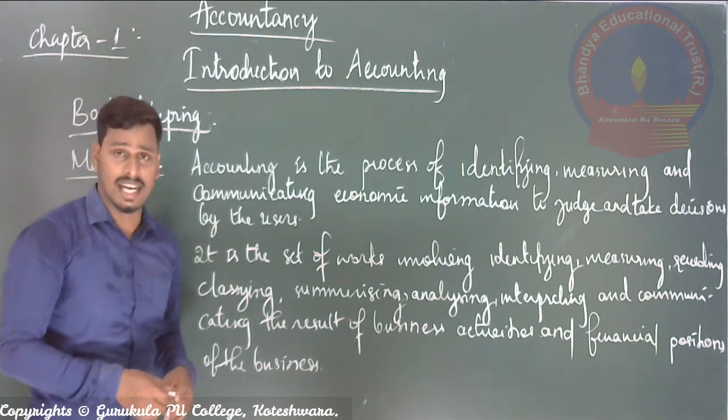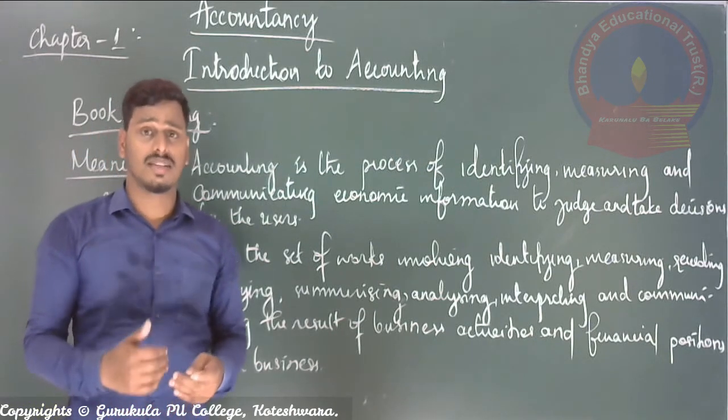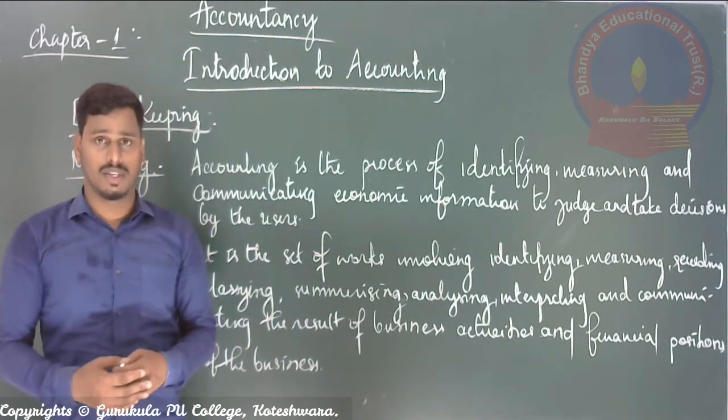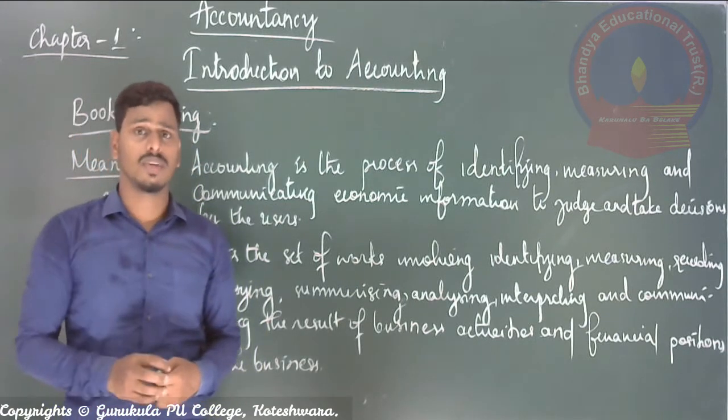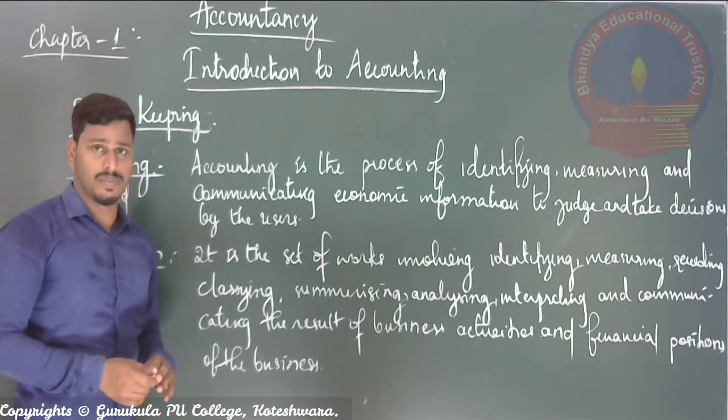So there are 13 lessons in accountancy, in 2 parts. The first part contains 8 lessons and the second part consists of 5 chapters. In the first part, the first chapter is called Introduction to Accounting.